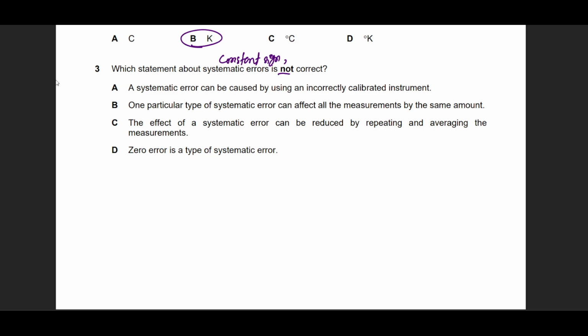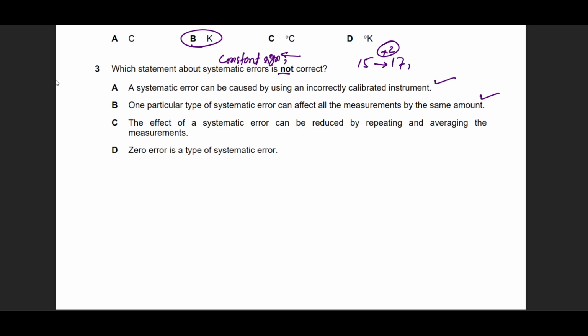So systematic: incorrectly calibrated. Yes, incorrect calibration, 0 error, incorrect position of the person, or some environmental factor that is constantly creating that problem. One particular type of system can affect the measurements by the same amount. Yes, this is one of those things that we talked about. That is a constant sign. For example, if you're measuring a volume, which you know that a true value is 15, and it is constantly giving you 17, or 2 more than the actual value. So this is a constant overestimation of +2, for the sake of example, right? So this is also a systematic error.